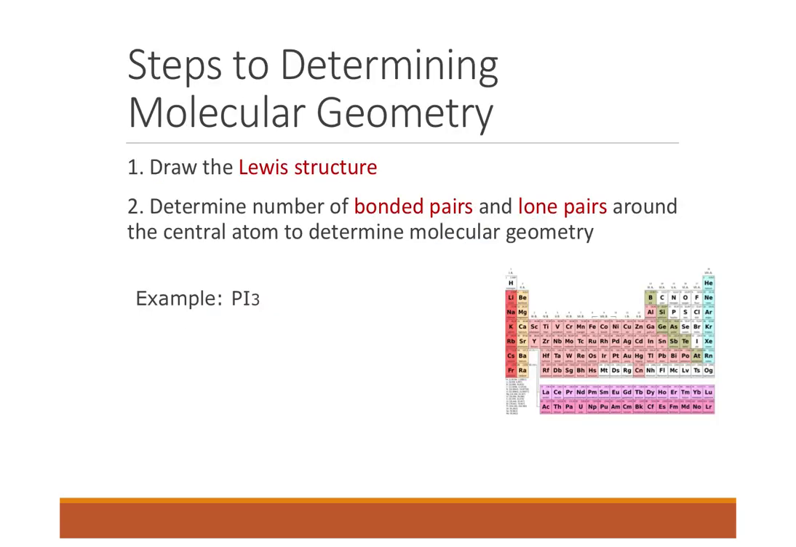So what do you do to determine the molecular geometry? Well, you draw the Lewis structure like I've been doing as I'm going through this video, and then determine the number of bonded pairs and lone pairs around that central atom and use that to determine the molecular geometry of that particular molecule. You will have your notes to refer to as you're working through the problems in class. But just for an example, let's take phosphorus triiodide, PI3.